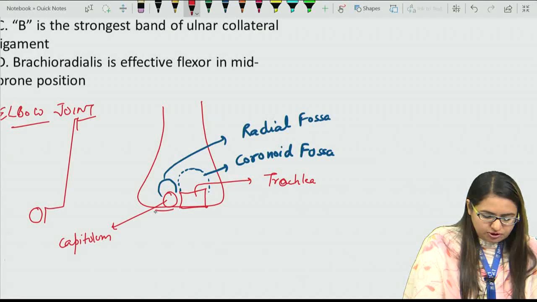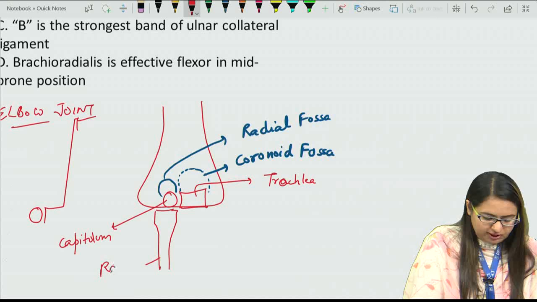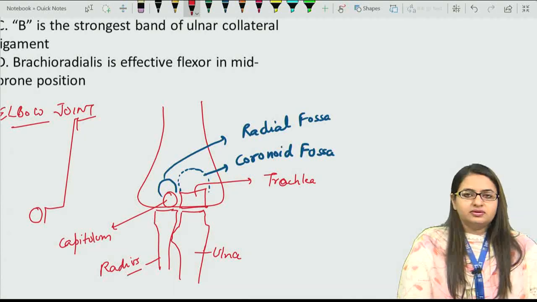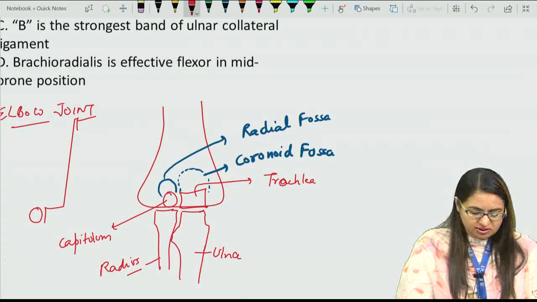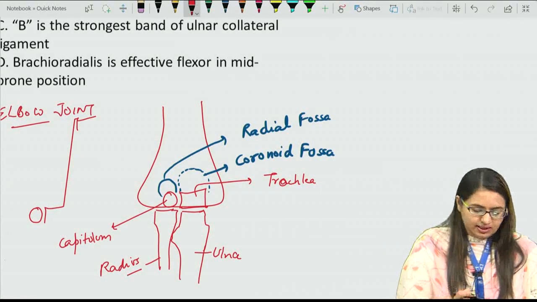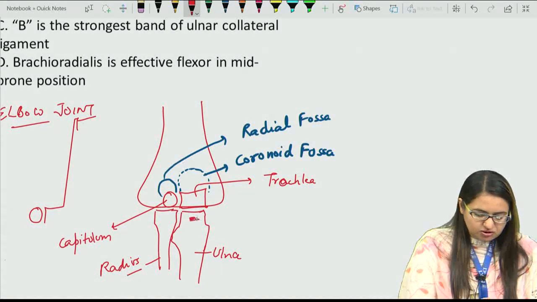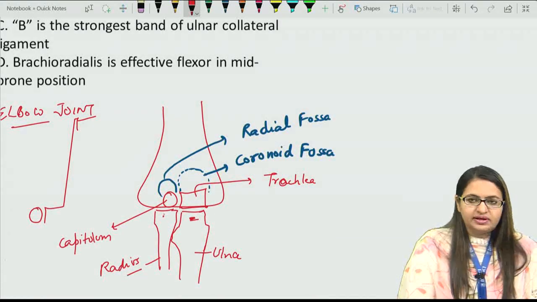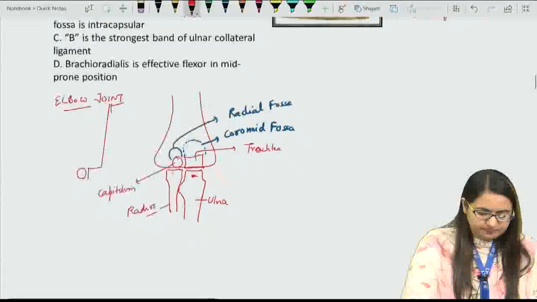Near the capitulum, this portion is articulating with the radius bone. The head of the radius is articulating with the capitulum, and the coronoid process of the ulna, this is the ulna, the trochlear notch, is articulating with the trochlear portion. When flexion occurs at the elbow, the coronoid process goes into the coronoid fossa, and the head of the radius goes towards the radial fossa.